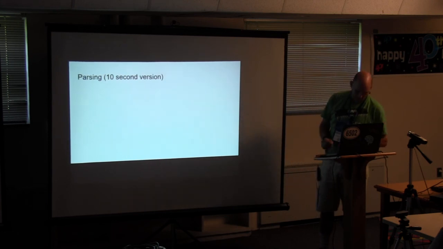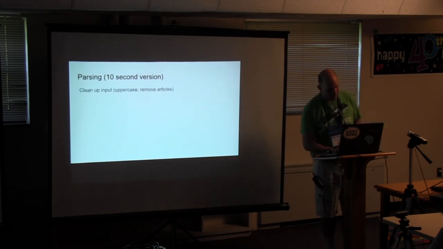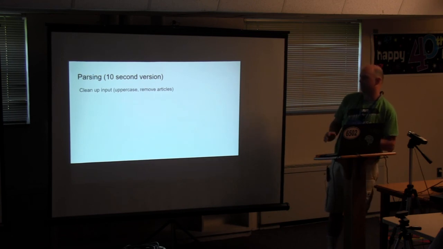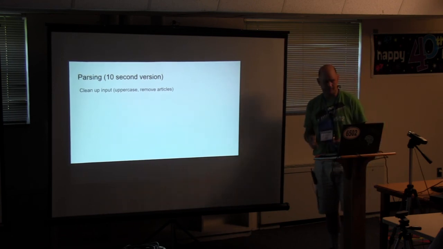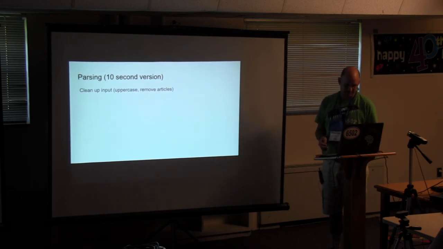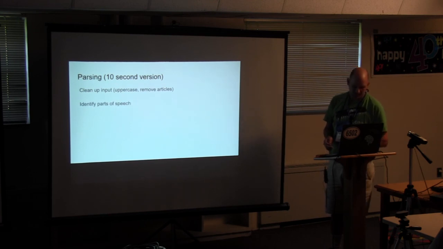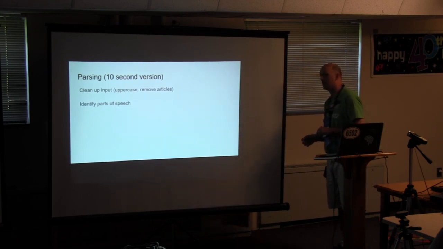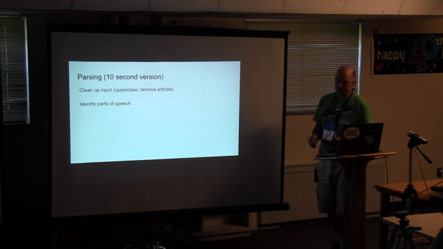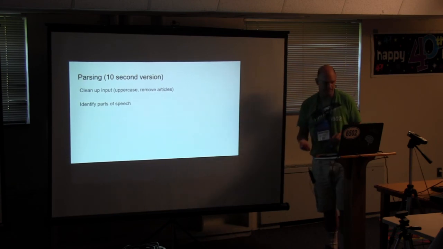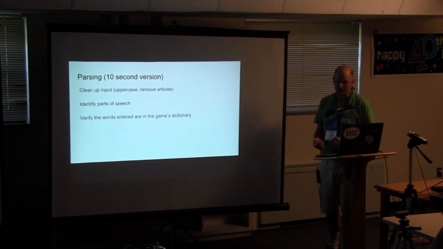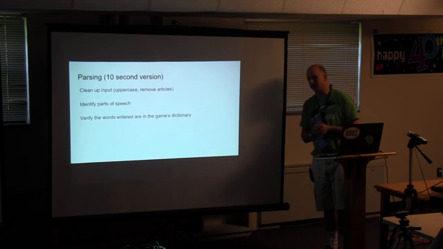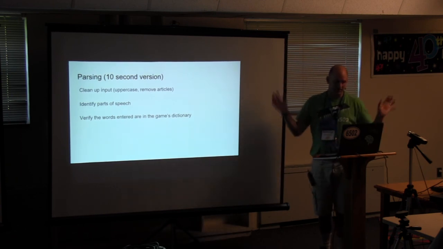Okay, so here's the heart of the talk: how the parsing works. The first thing you want to do is clean up the input, remove the articles that people might be tempted to type in. Try to figure out what's the verb. Is there a direct object? Is there an indirect object? And then try to map those, make sure that those words are actually in the dictionary, and if they're not, just say, I don't know that word.